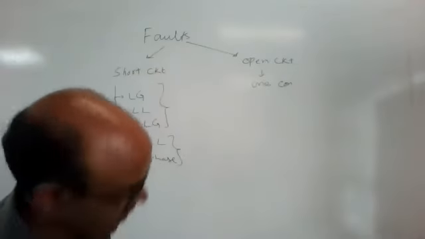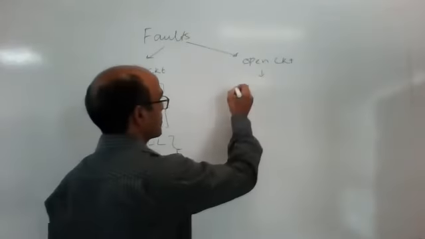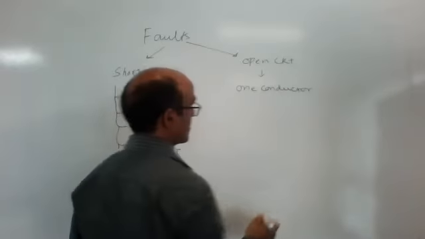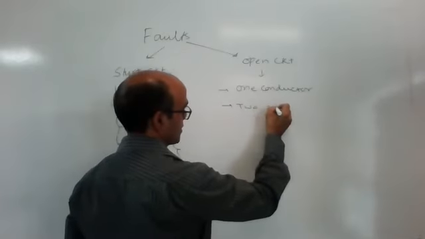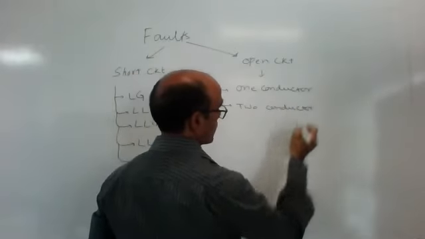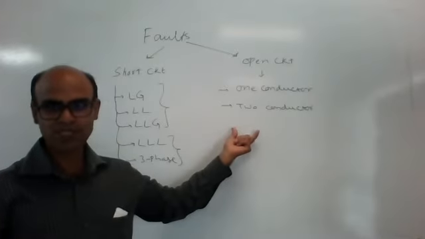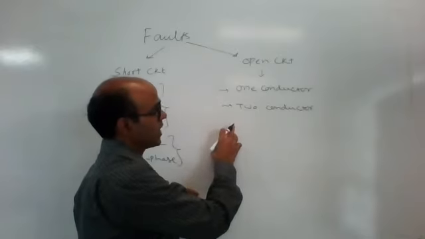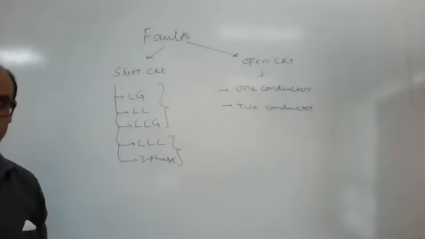Or two conductor open circuit. If there is a three conductor open circuit, then your system is disconnected, so that is not a fault. It means you are isolated from the system. So there are only two types of fault: one conductor fault and two conductor fault. This is the classification of faults.